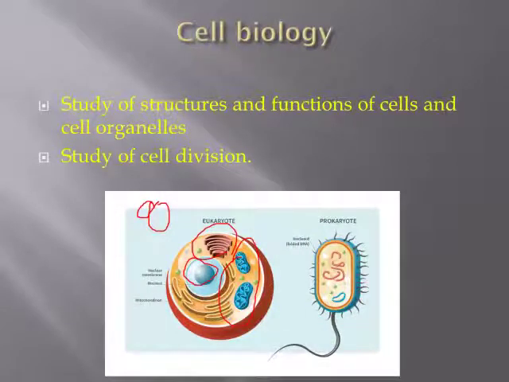And this is cell biology. In cell biology we study the structures and functions of cells and cell organelles. So you can see the highlighted portion of the cell, the red area. This is the nucleus, Golgi apparatus and mitochondria, and these are the cell organelles. We can also study cell division under cell biology. So in cell biology, structures, functions and cell division are studied.